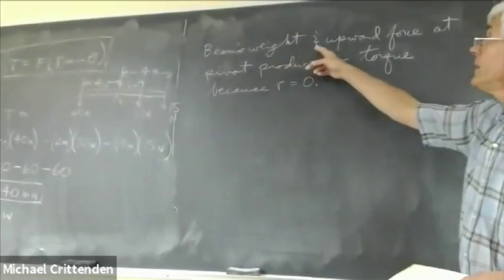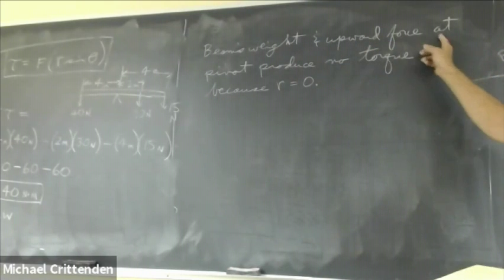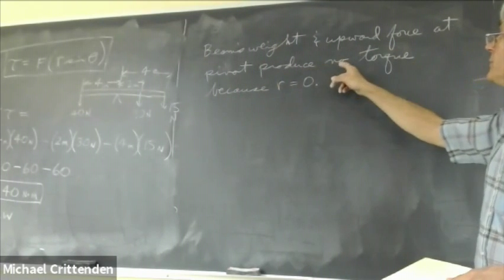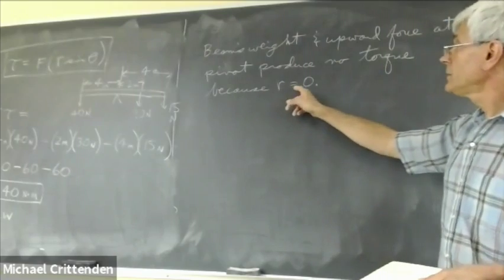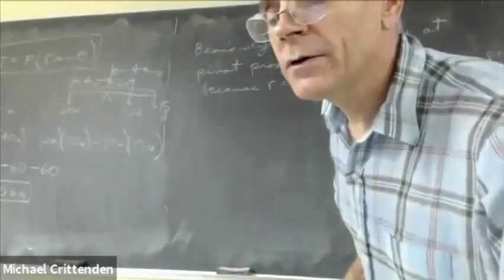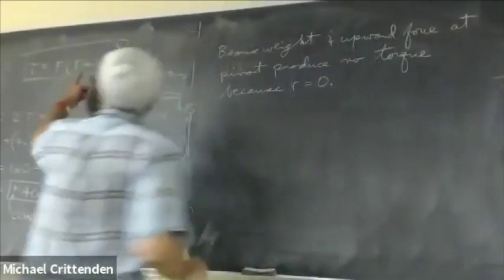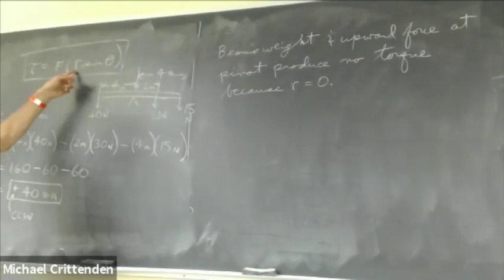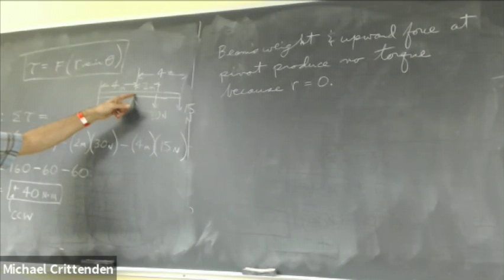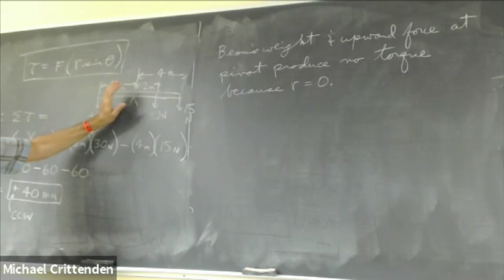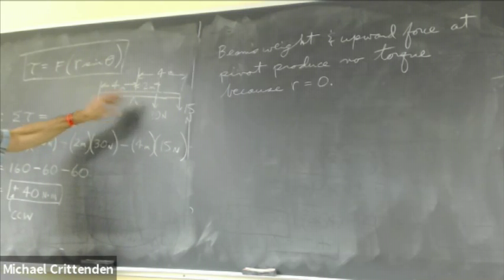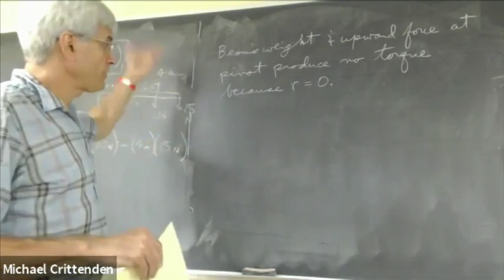The beam's weight and upward force at pivot produce no torque because R equals 0. And the formula back over here, R is the distance from where the force acts to the axis of rotation. Well, the supporting force and the weight both act right here at the axis of rotation. So R equals 0, and so the force times 0 gives you no torque.